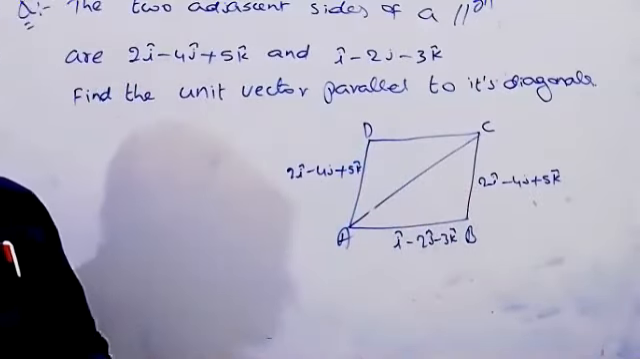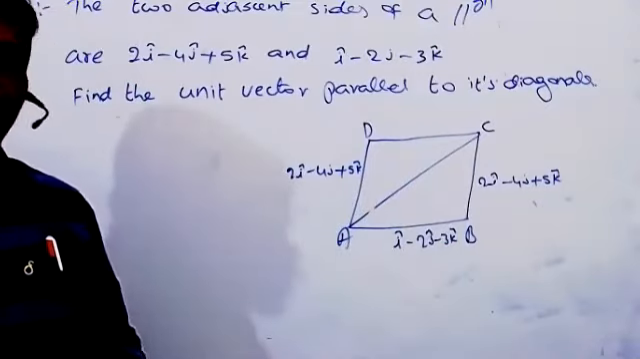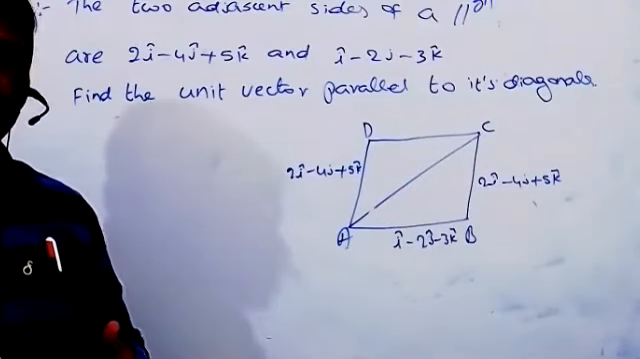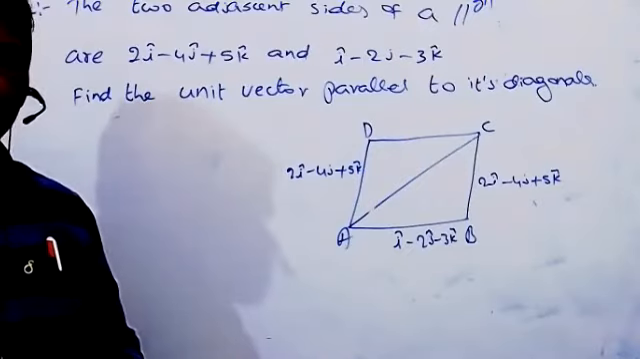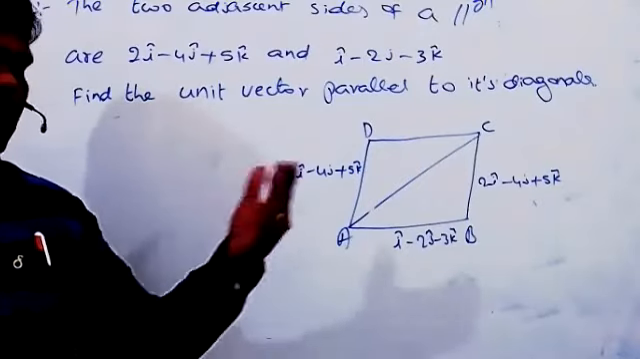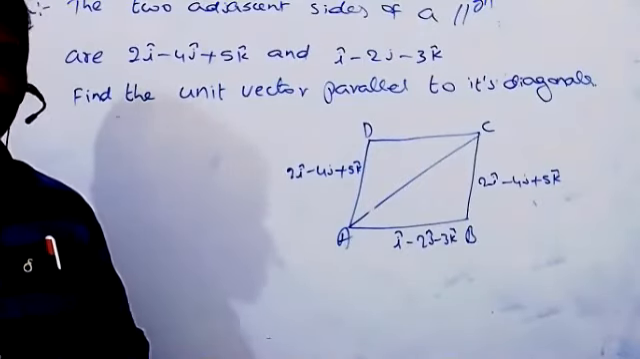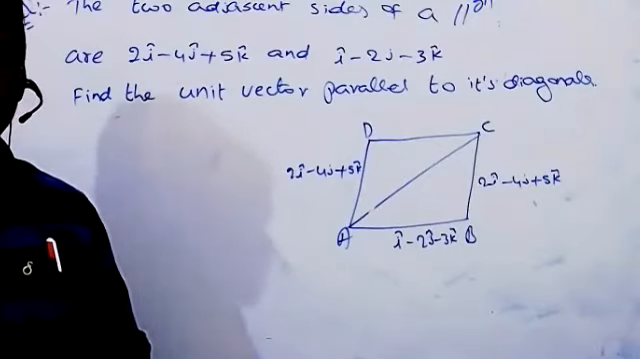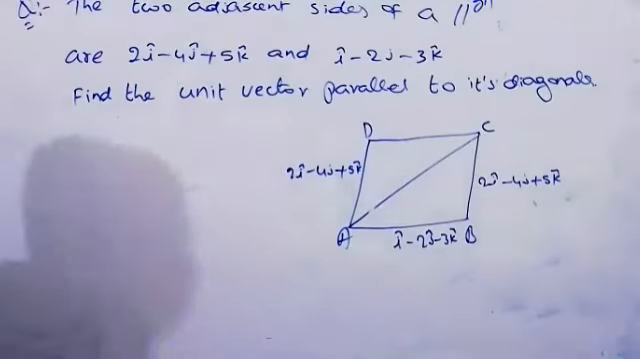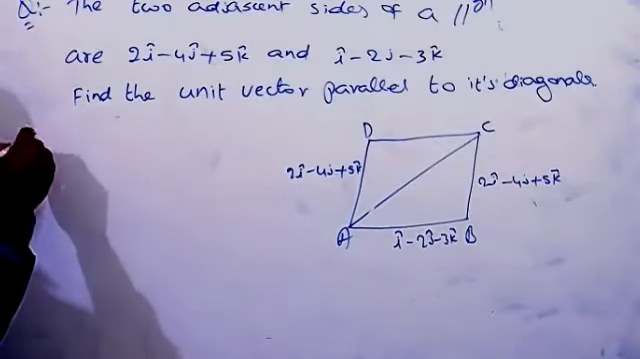So then clearly you will get the direction of AC. After we get the direction of AC, you can find the unit vector. You know very well the formula: the direction of AC divided by the magnitude of AC is called the unit vector. The same thing we can find now.